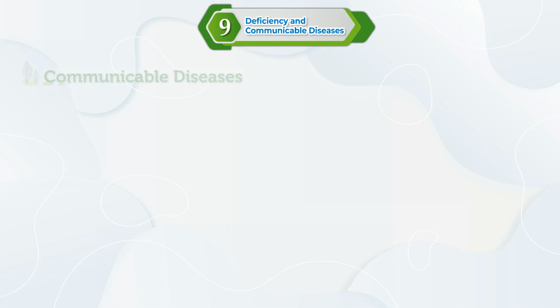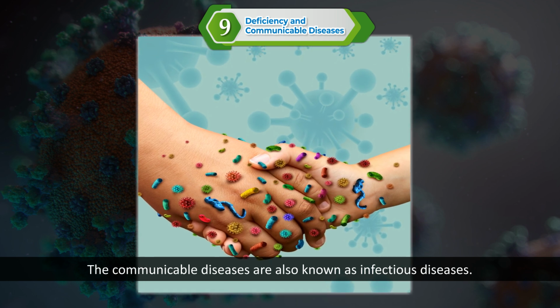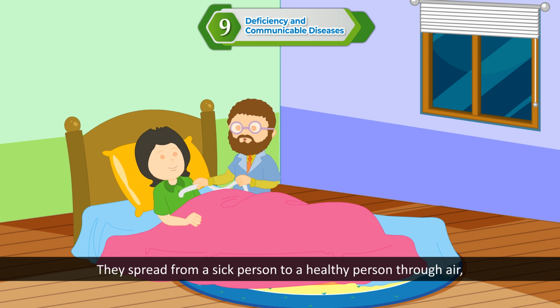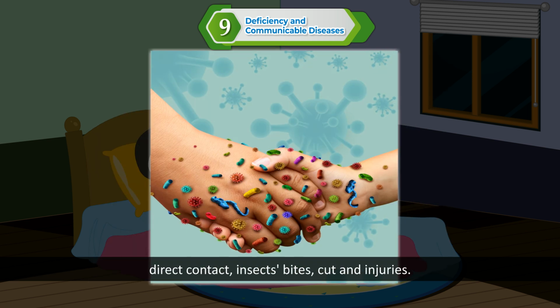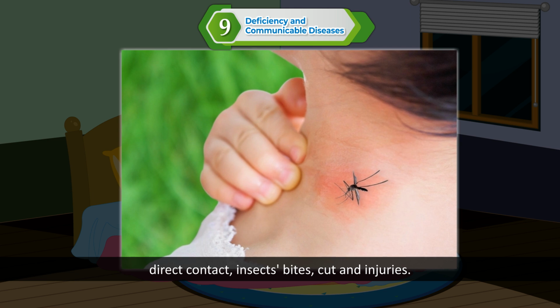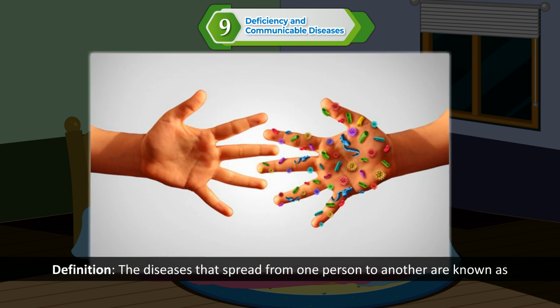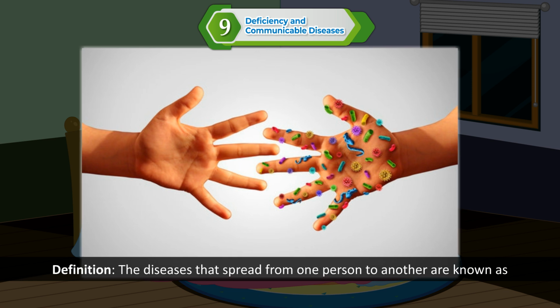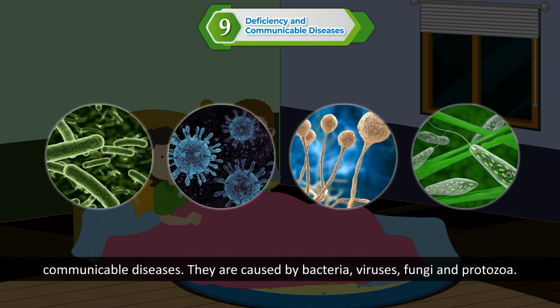Communicable diseases. The communicable diseases are also known as infectious diseases. They spread from a sick person to a healthy person through air, by taking contaminated food and water, direct contact, insect bites, cuts and injuries. Definition. The diseases that spread from one person to another are known as communicable diseases. They are caused by bacteria, viruses, fungi and protozoa.